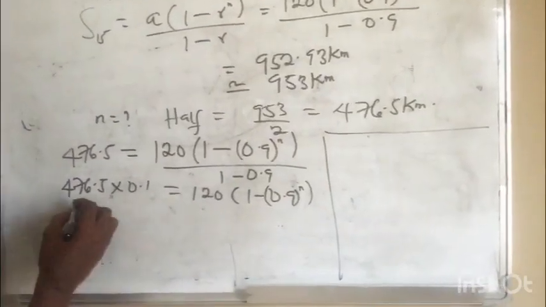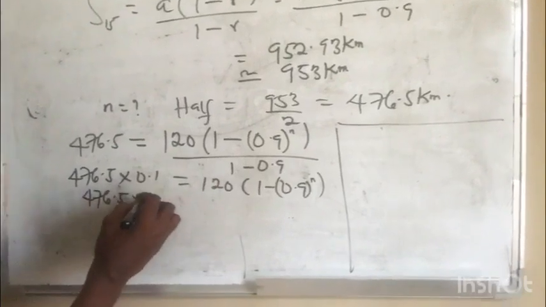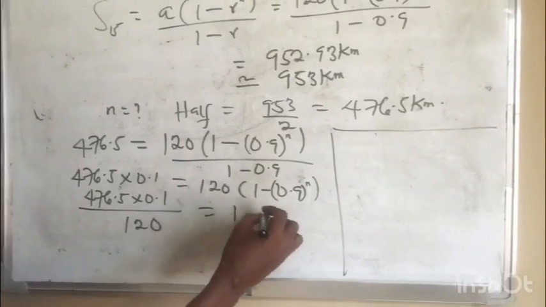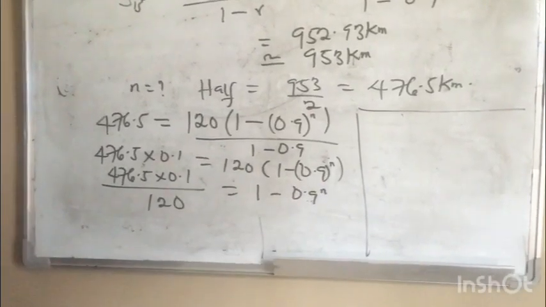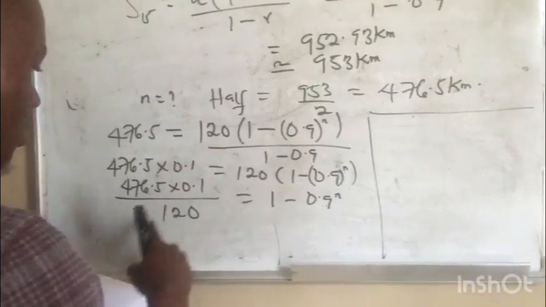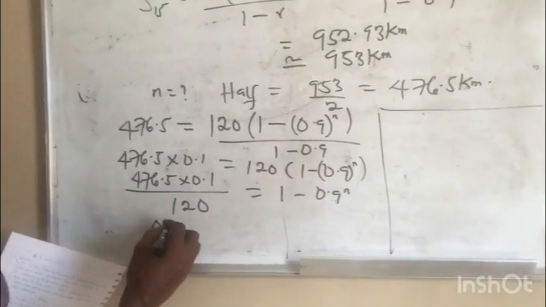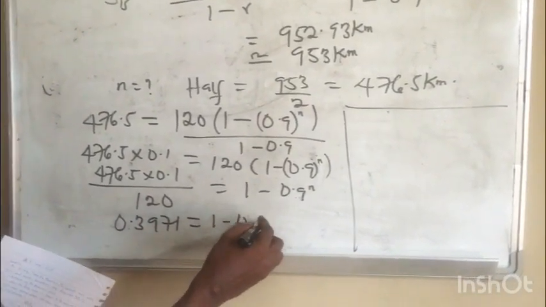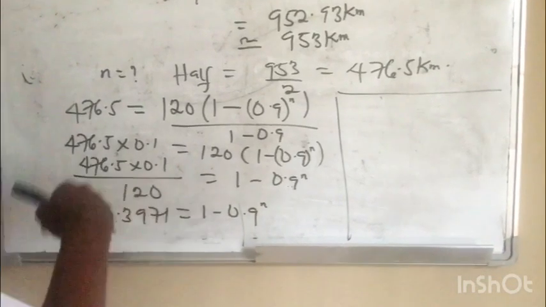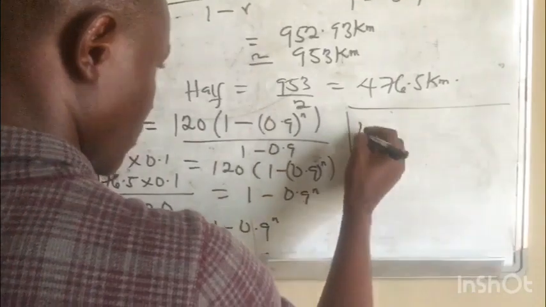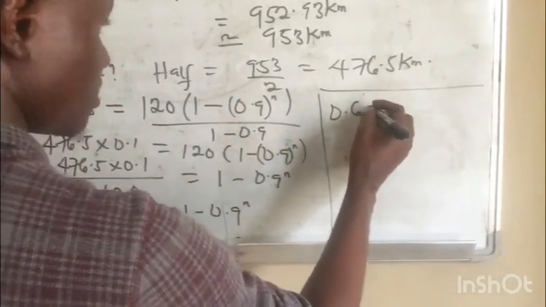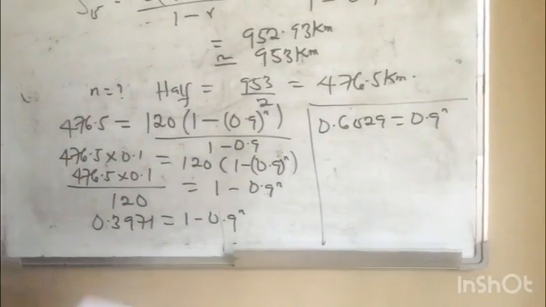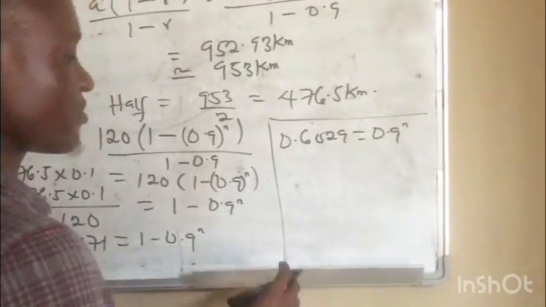So that means we have 476.5 times 0.1 divided by 120 equals 1 minus 0.9 raised to power N. If we press our calculator for this, we arrive at 0.3971, which is equal to 1 minus 0.9 raised to power N. So if you bring the 1 to the other side, we arrive at 0.6029 equals 0.9 raised to power N. Now when we arrive at this junction, how do we proceed? Just introduce your natural log.